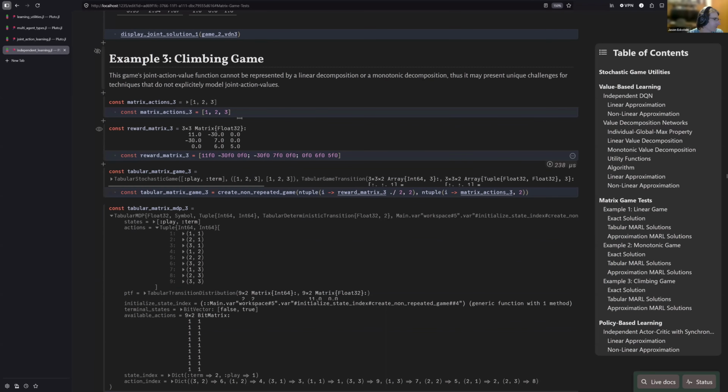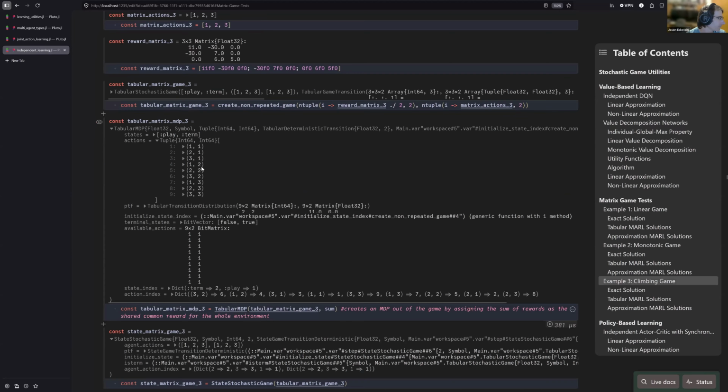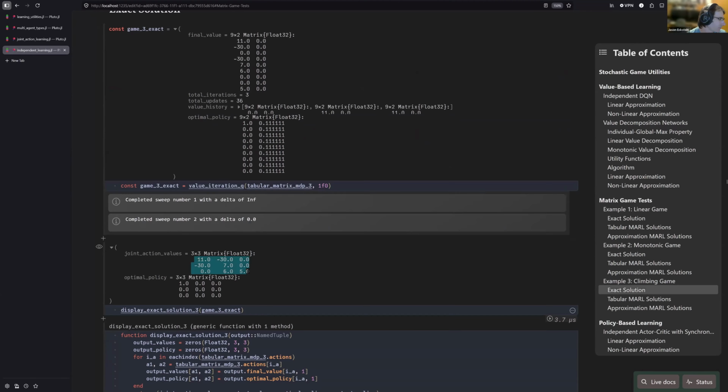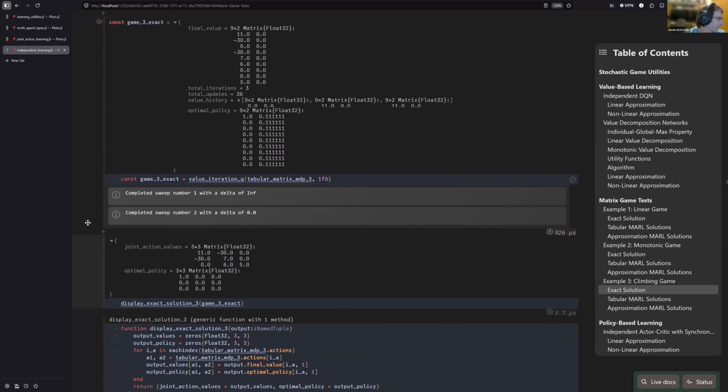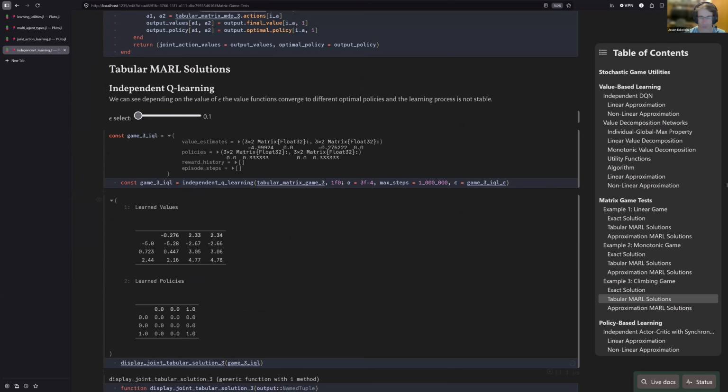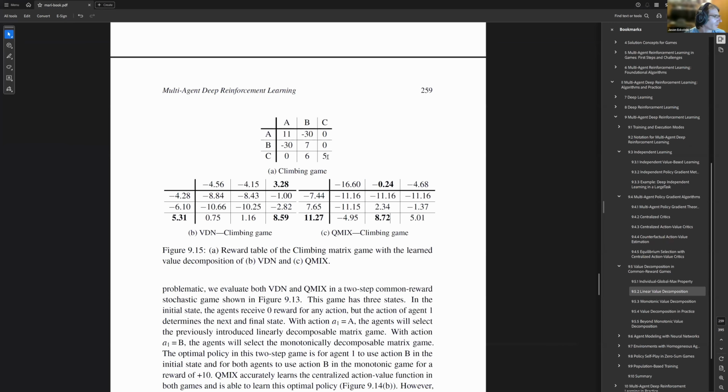Like, show here. So this is the climbing game. Right now, it doesn't have any of the nice properties we were relying on earlier. We can still, of course, get an exact solution, right? If we actually learn all the joint action values, no problem. Same with independent Q learning, it's going to fail in the same way. It thinks that the optimal action is this one in the corner here.